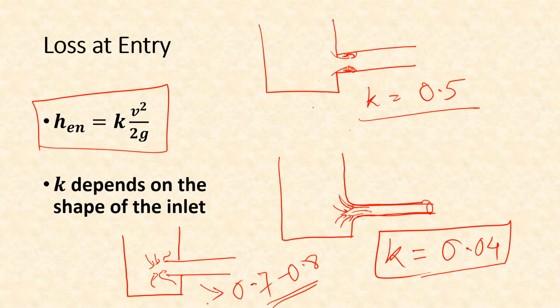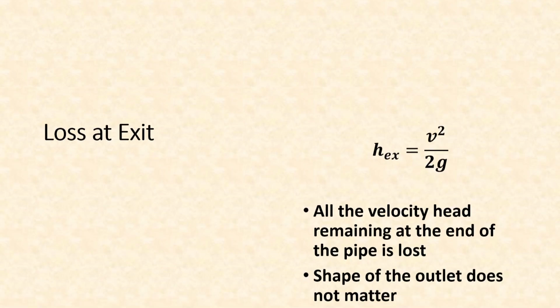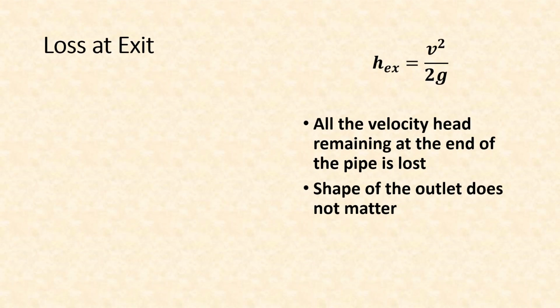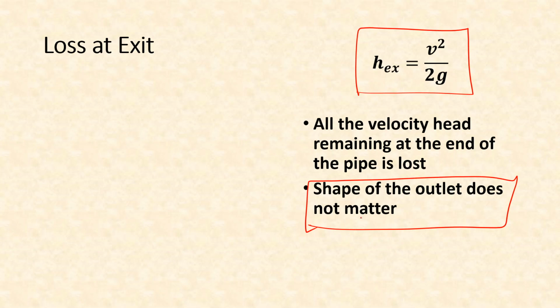Now this is about head loss at entry. Then comes head loss at exit, and we've already discussed this is simply v square by 2g. There is no K involved here. K is always 1, and the shape of the outlet does not actually matter.